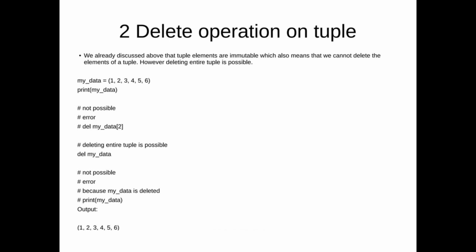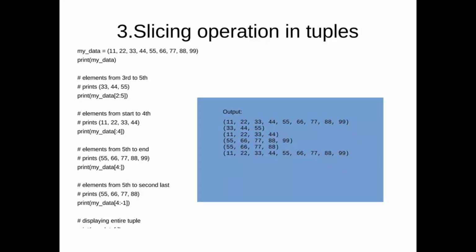Next, slicing operations of tuple. Here my data is equal to 11, 22, 33, 44, 55. Print of my data elements from third to fifth. Here it is indexed as 1, 2, 3, 4 up to n. The third element is 33, the fourth element is 44, and the fifth element is 55.